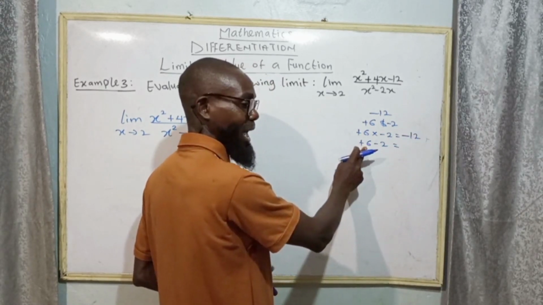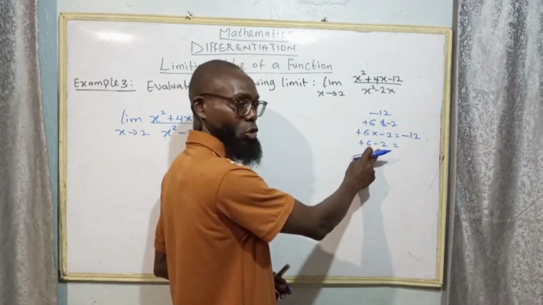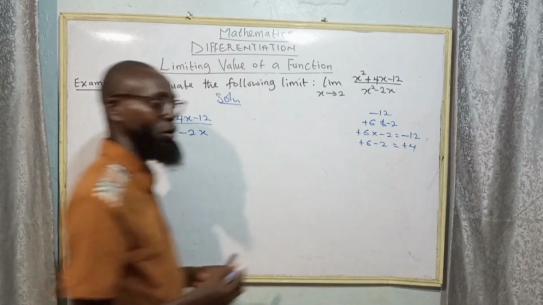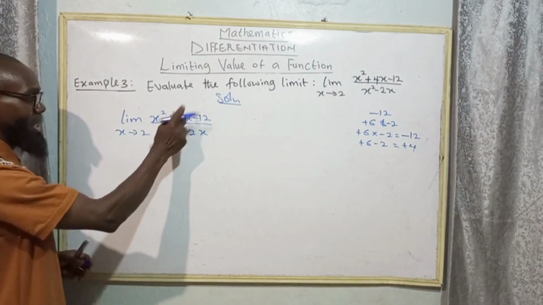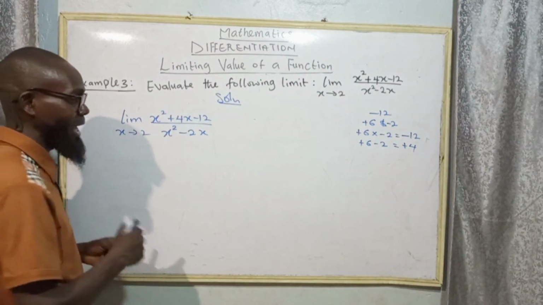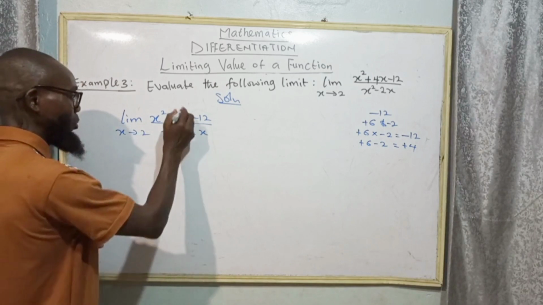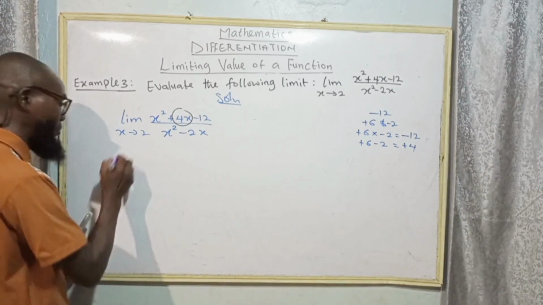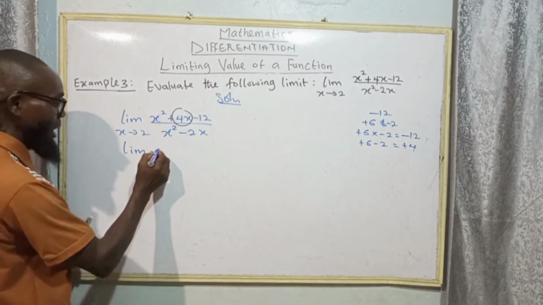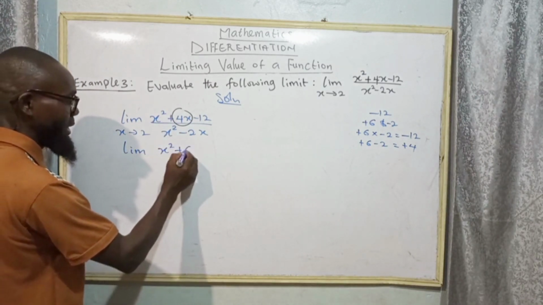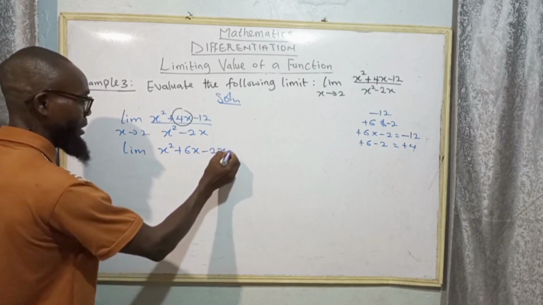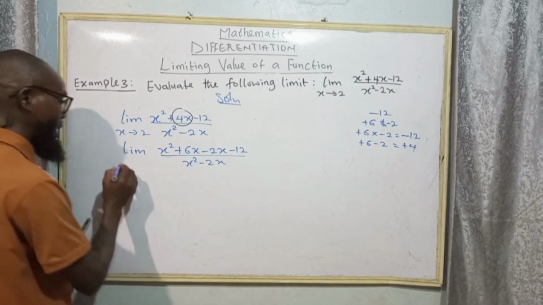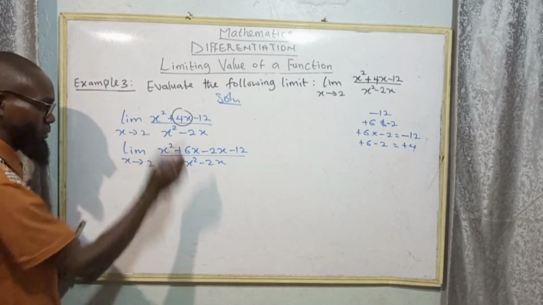Plus 6 minus 2 gives plus 4. So I will remove the 4x and introduce my plus 6x and minus 2x. Here, I have the limit of x squared plus 6x minus 2x minus 12 divided by x squared minus 2x as x approaches 2.